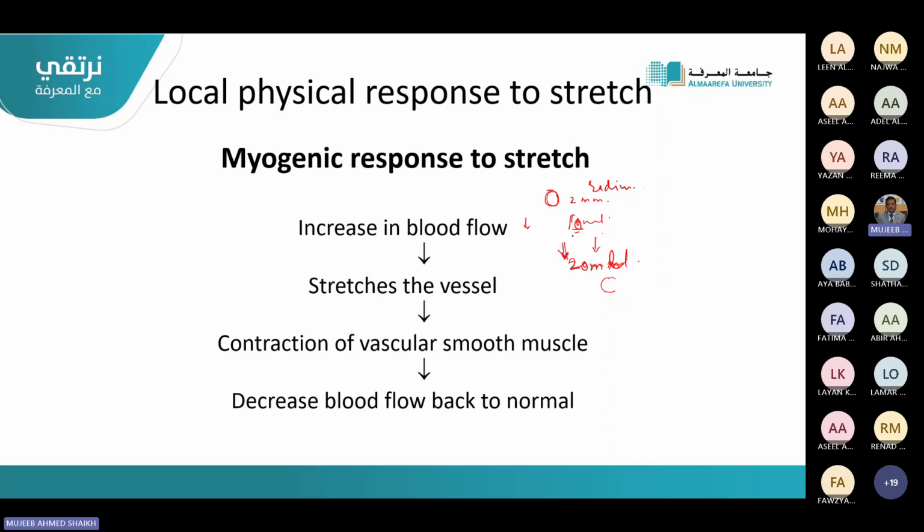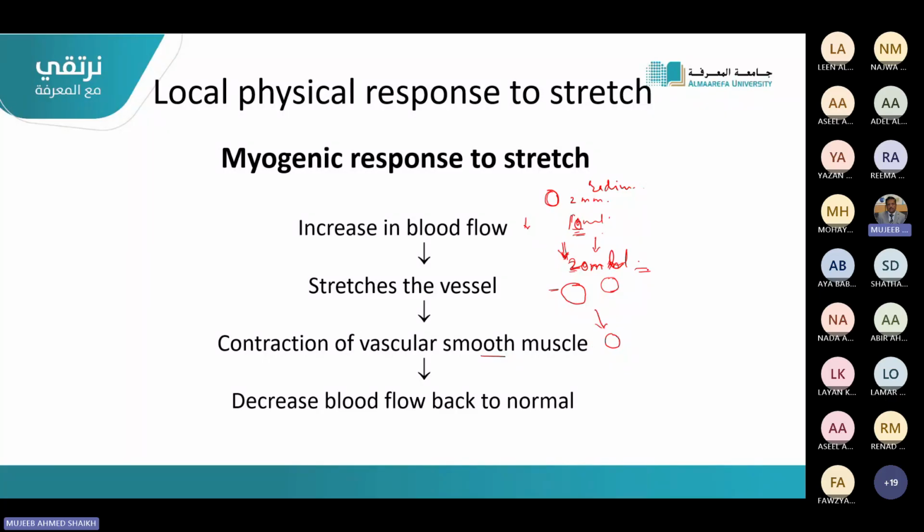If initially the blood is flowing 10 ml and suddenly it increased to 20 ml, what will happen to the vessel wall or the size of the vessel? Increase. Because initially little blood is coming, more blood came, so it will dilate the vessel or stretch the muscle. Stretching of the muscle will cause what? Reflex contraction. Reflex contraction of the muscle, which will make it come back to the original position.